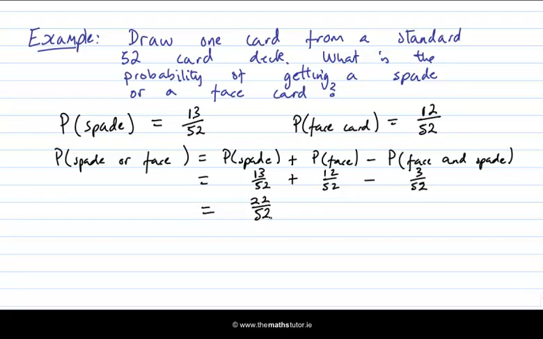So that's the answer, right? The probability of getting a spade or a face card when you draw a single card from a standard deck is 22 over 52. Now you could do this directly just by counting up the total number of cards that are either spades or face cards, and you'll find that there are exactly 22. So that will agree with this calculation here. But we just wanted to use this as a demonstration of the addition law for probabilities.